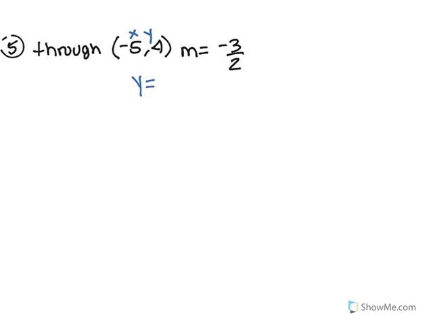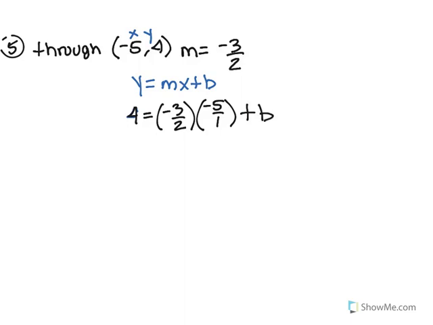Let's write the equation that's going to go through the point -5, positive 4, and has a slope of -3/2. So again, we're going to take these 3 numbers, plug them in. Y is 4. My M is negative 3 over 2. And my X is negative 5. So I got 4 equals.